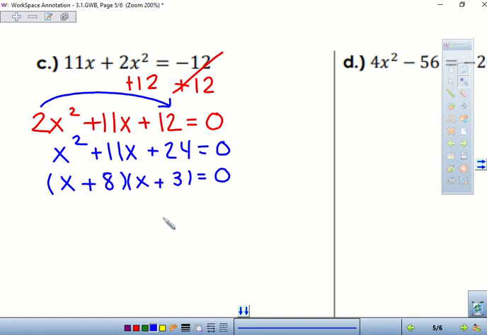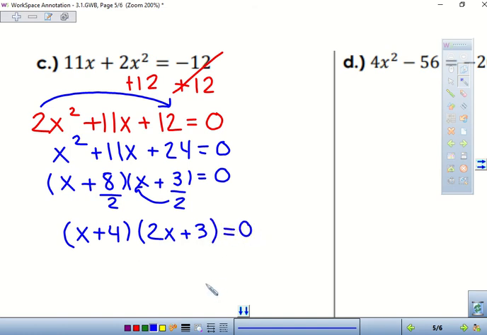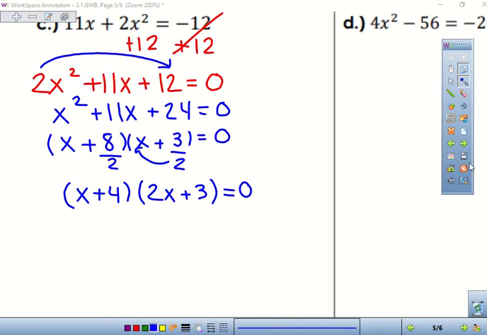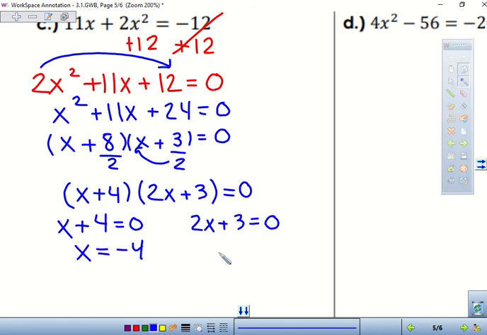And then in addition to that, when we multiply by 2, we need to counteract that by doing? Dividing. So this becomes x plus 4, and this becomes 2x plus 3, right? Good. Now you would stop here if we were just factoring, but remember our goal is to solve, so we're going to set each of these equal to 0. Over here, that's going to give me x equals -4. Over here, that's going to give me x equals -3/2.